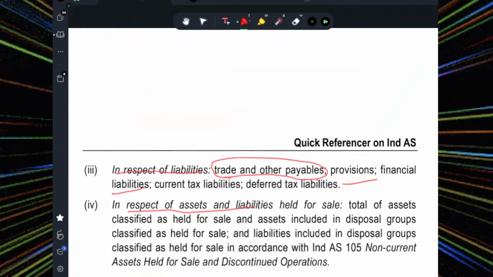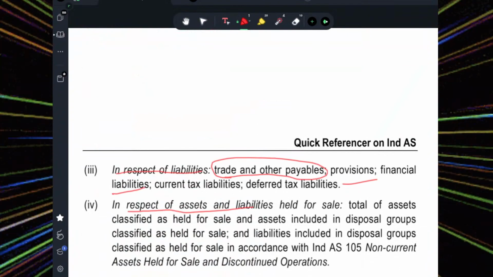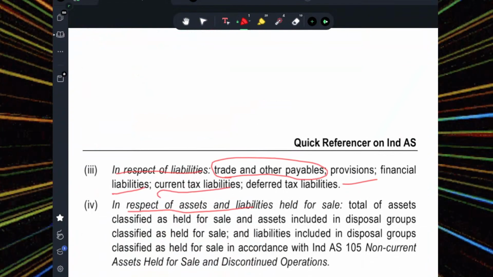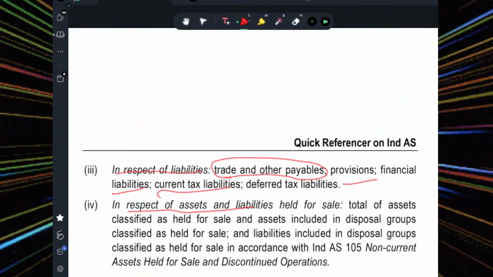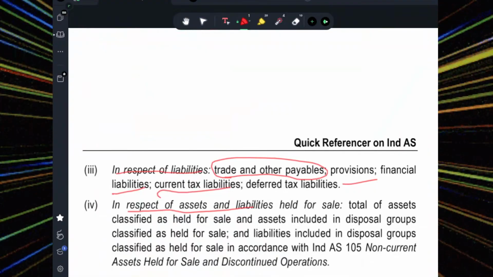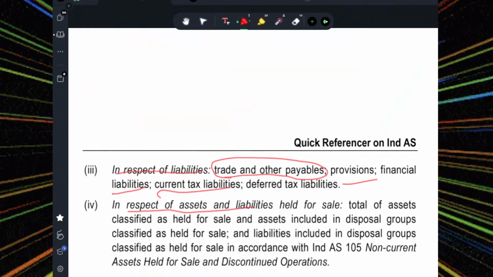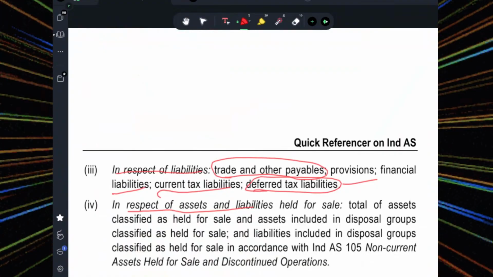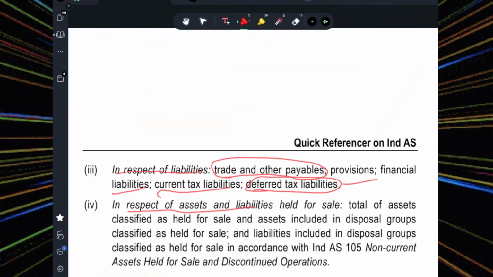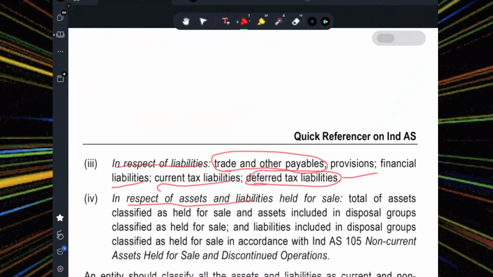Financial liability. I have taken some loan. For that loan, I need to pay interest and repay the principal. That is a liability. Current tax liability: I have done some sales, through that I collected GST, and I need to pay it back. Also I need to pay income tax. So that is current tax liability. Deferred tax liability: I have a higher depreciation than the income tax, so there is an obligation to pay tax that comes under deferred tax liability.